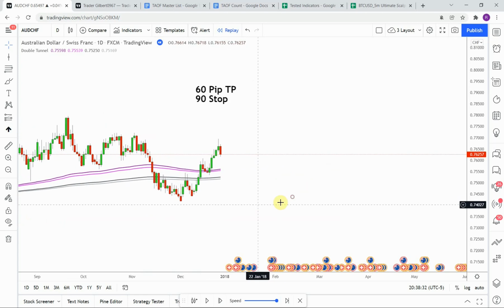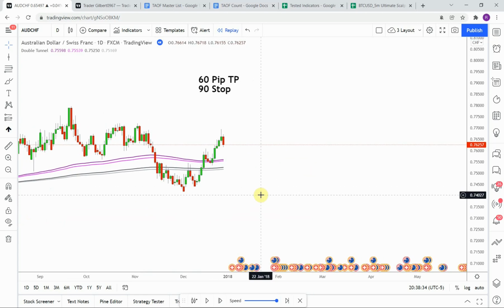We'll see once we test it this way. We'll see what happens after this one.